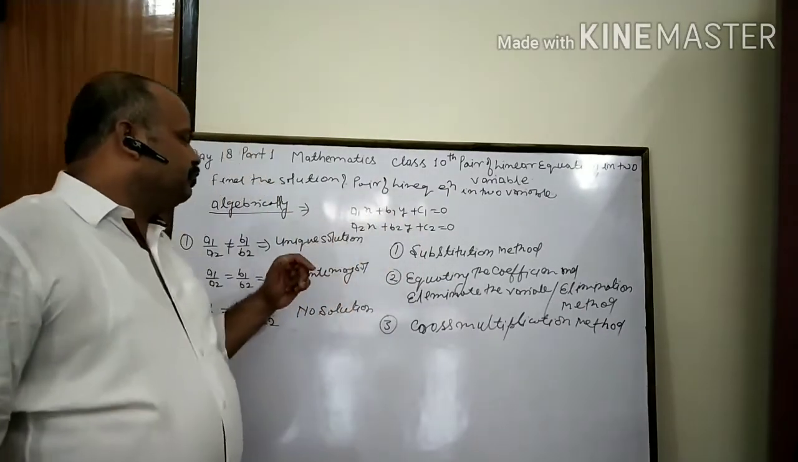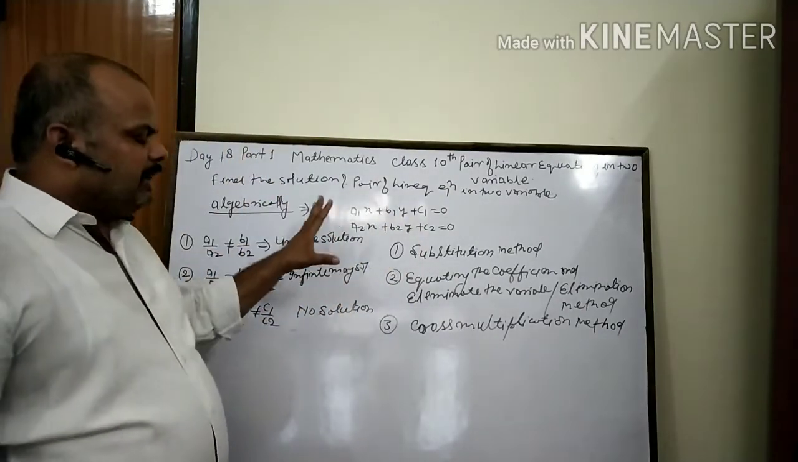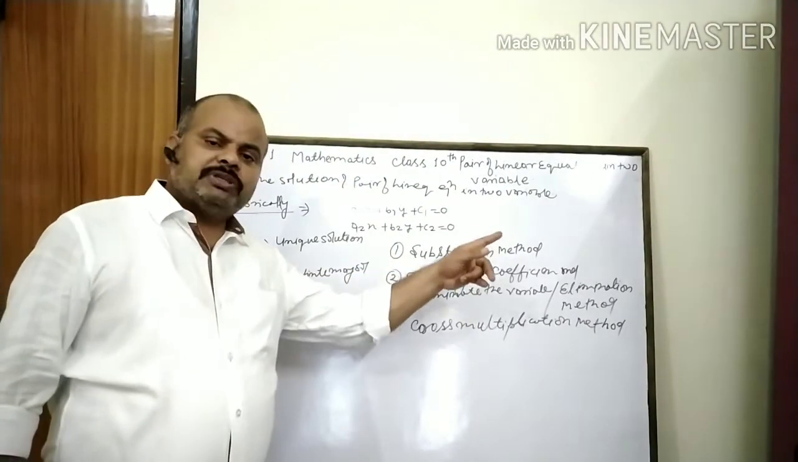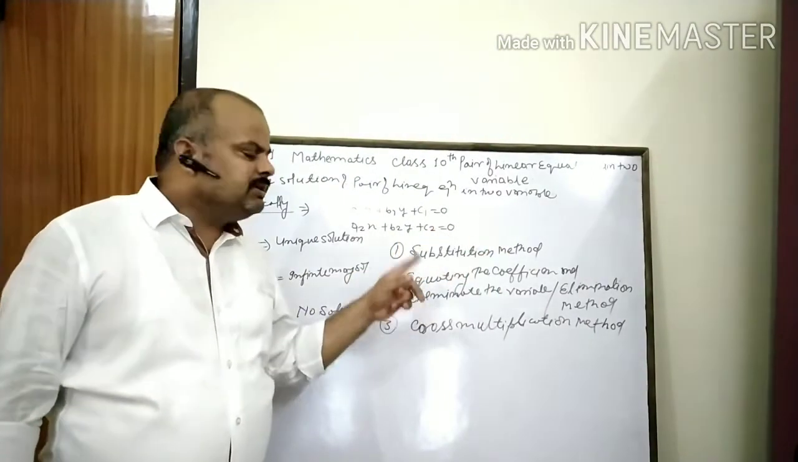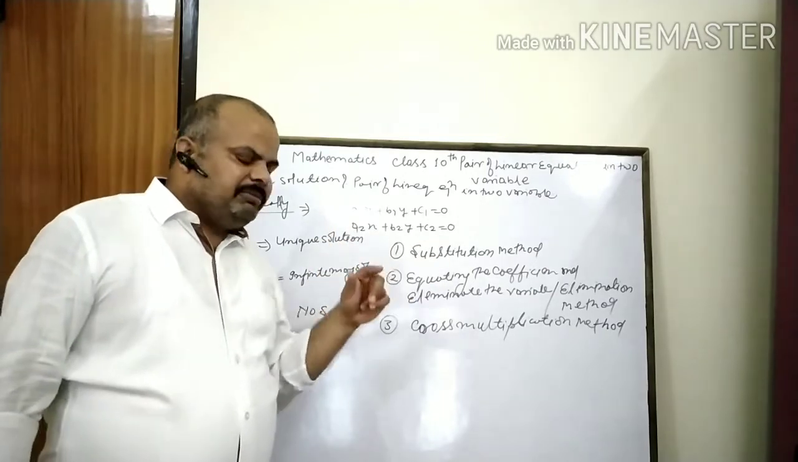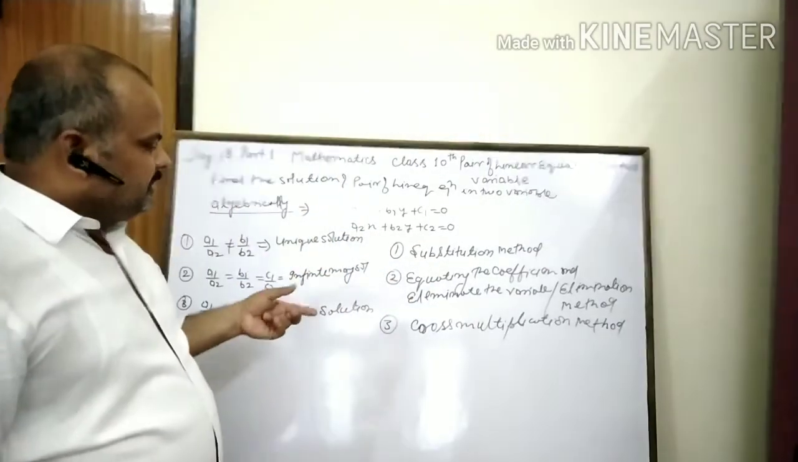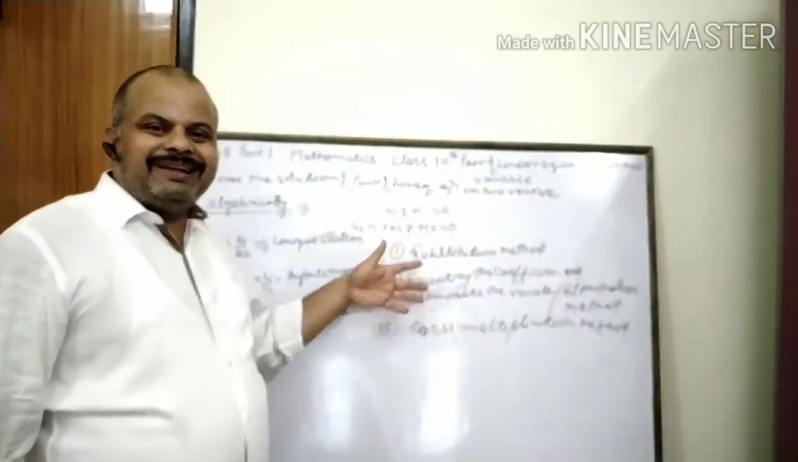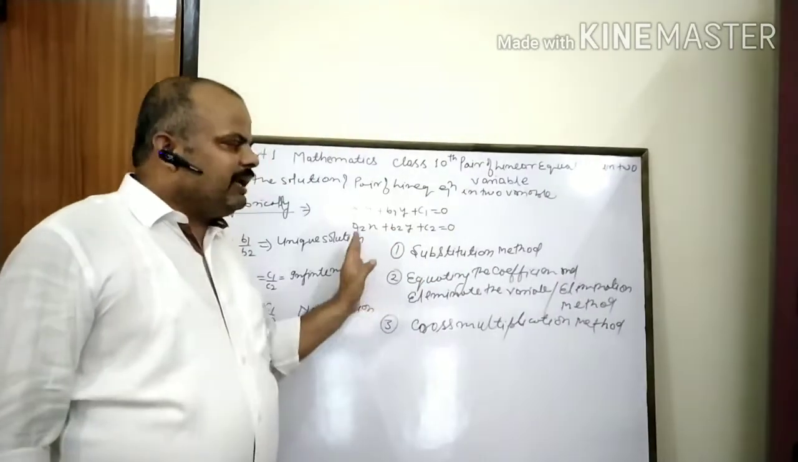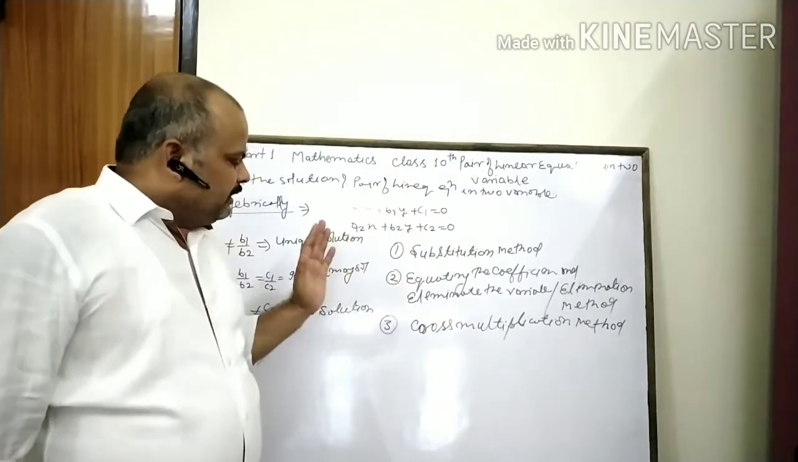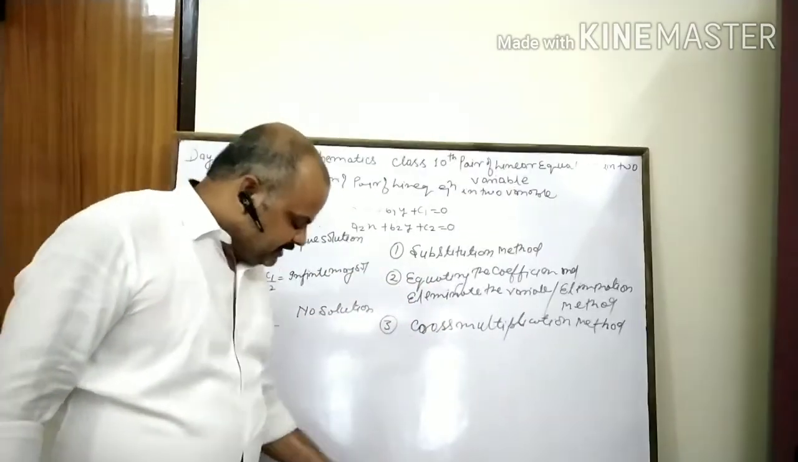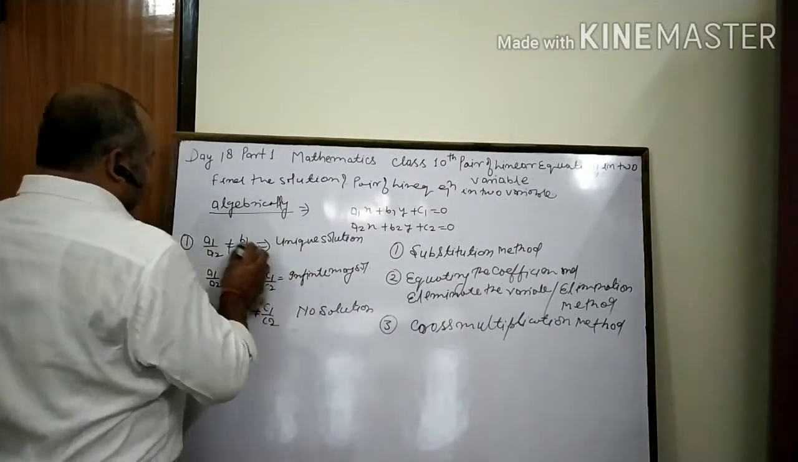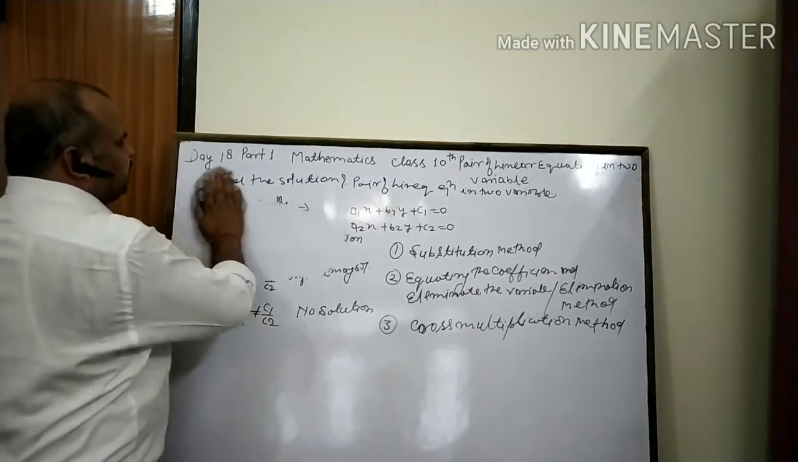If you have simultaneous linear equations in two variables and you want to solve algebraically, there are three methods. First one is the substitution method, which is already discussed. Second one is the elimination method. In the elimination method, we can equate the coefficient of x or y and then eliminate x or y. And third one is the cross multiplication method. Today our topic is the elimination method, or equating the coefficient.